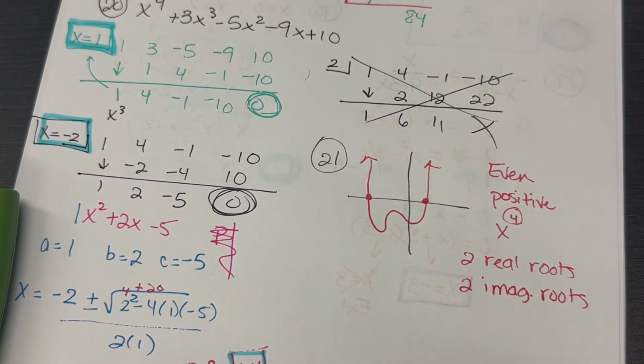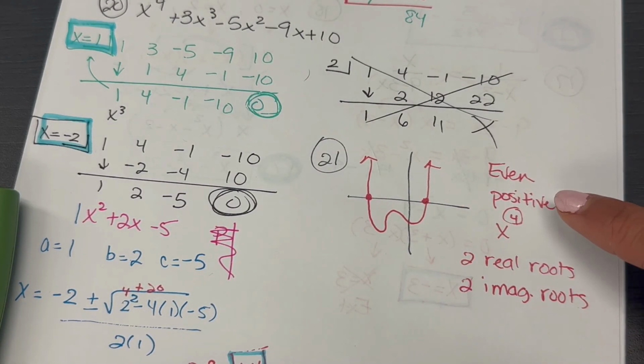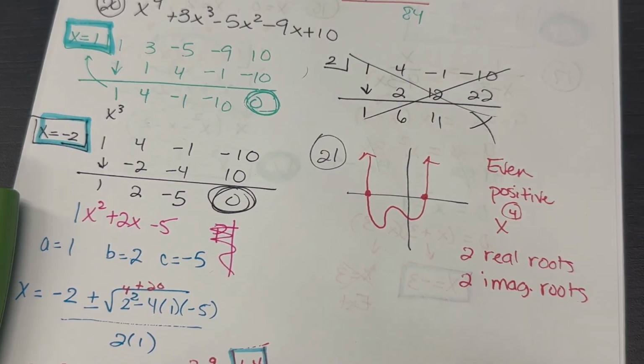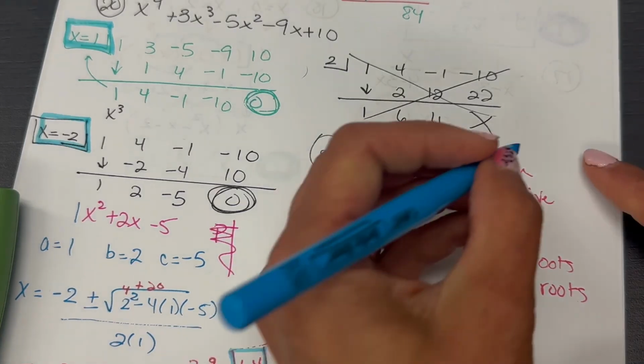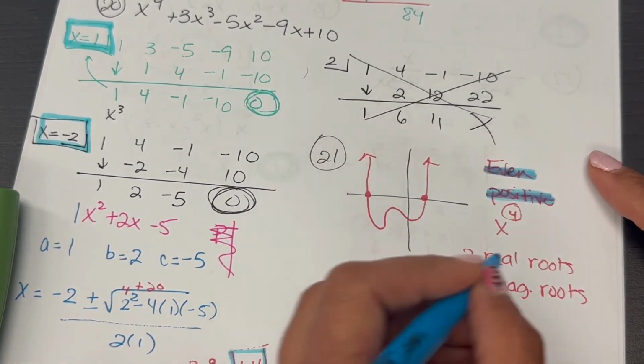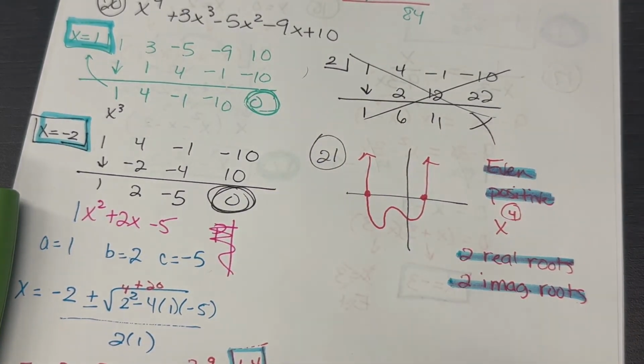So there were drop-down menus on this one. So obviously it's got an even degree. Because it's facing up, the leading coefficient is positive. There are 2 real roots and 2 imaginary roots. So these were the answers. Even, positive, 2 real roots, 2 imaginary roots. And that was 21.